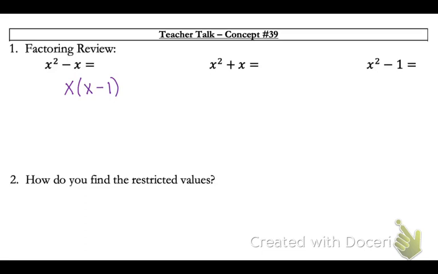With the next example, same thing, both terms have an x. So it's going to look the exact same, except instead of a minus, you're going to have a plus.